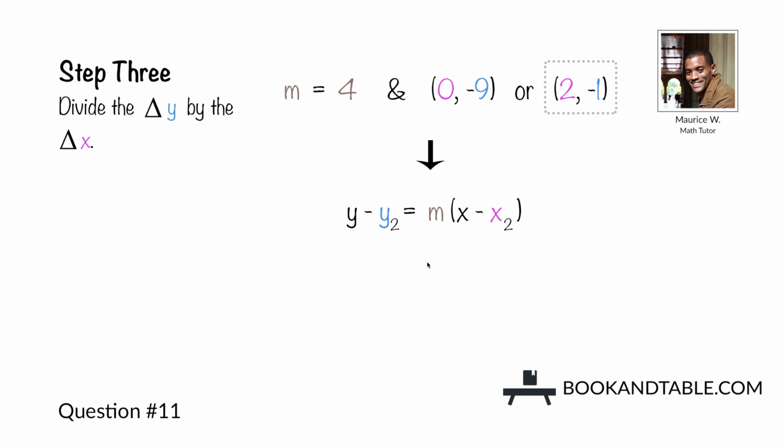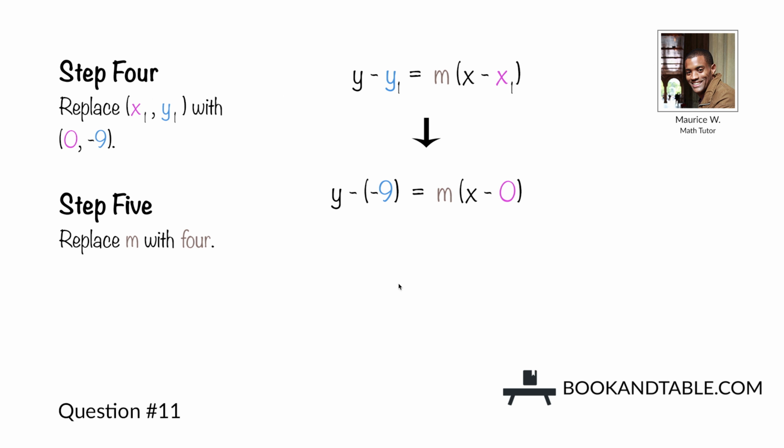So I'll show you both, and we'll wind up with the same equation, regardless of which point we use. So step 4, replace x1 with 0, and replace y1 with negative 9. Step 5, replace m with positive 4. Now we have the information we need to figure out the equation of this line.